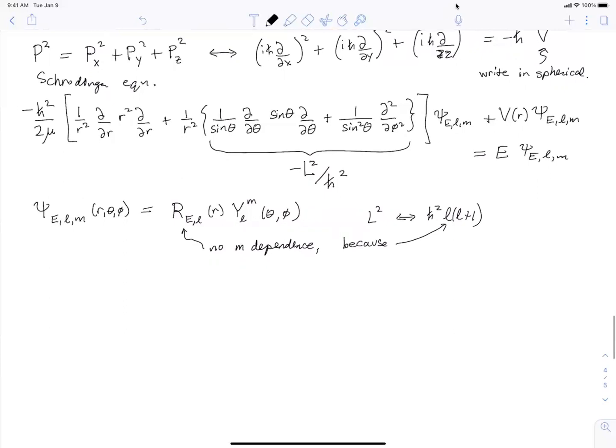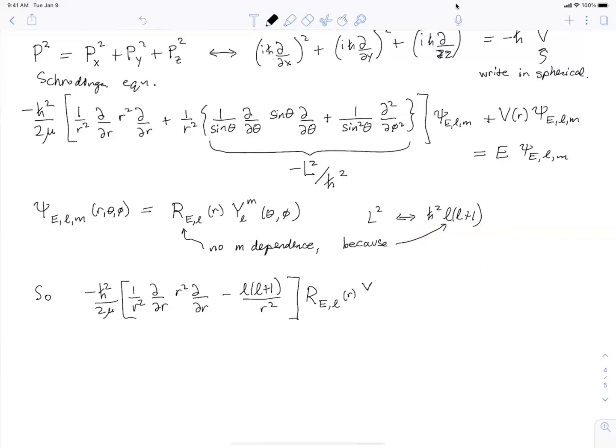Okay, and so now we're going to do that. We're going to take L squared, replace it by h bar squared times L times L plus 1, plug it into here, use that to simplify everything. And so what we get is minus h bar squared over twice the mass, 1 over r squared, partial r, r squared, partial r, minus L times L plus 1 over r squared. All of that acting on our radial wave function times YLM. That is supposed to equal E minus the potential acting on the same thing.